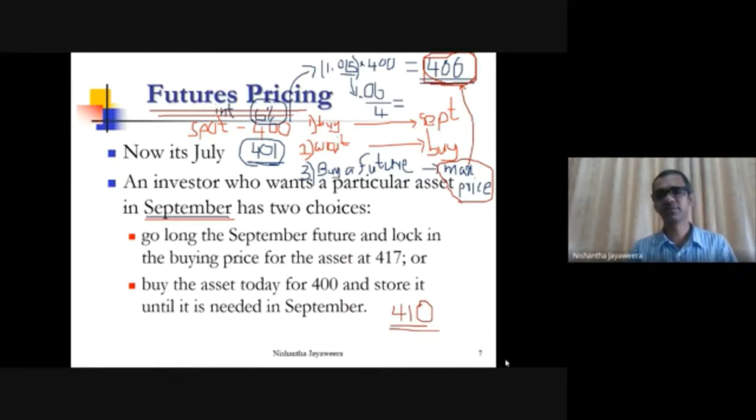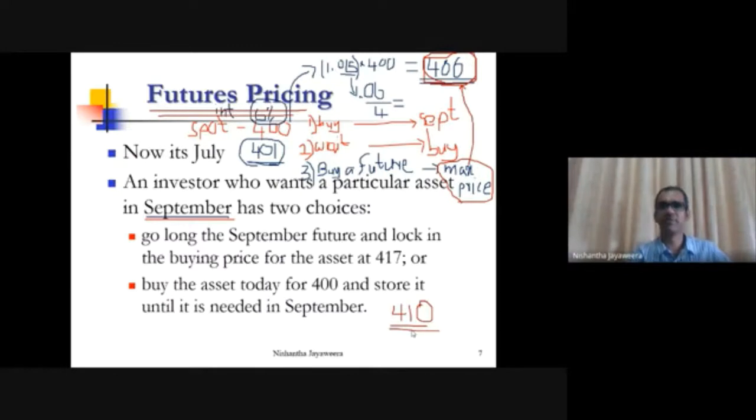There's an arbitrage opportunity. In this environment, futures should not be more than 406. Now it is trading at 410. That means there is an arbitrage opportunity. You can sell the futures, get the funds, buy the asset, keep it, deliver it at the end, and you will gain 4 rupees.